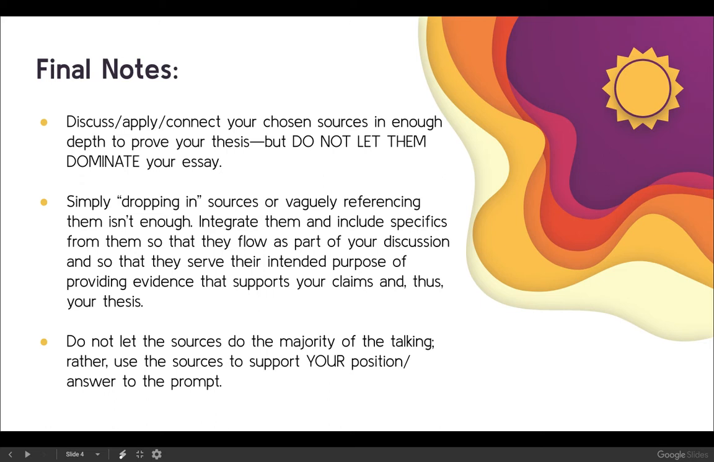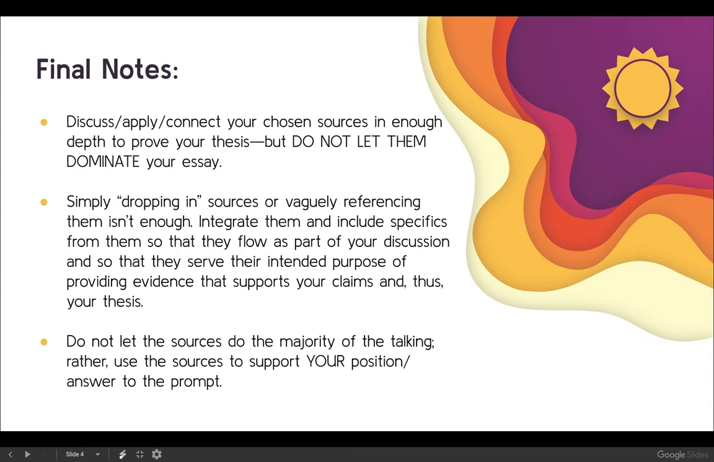You need to synthesize. That doesn't mean you need to summarize, right? You need to use them to support your opinions. Do not let the evidence dominate your essay. And if you highlight them according to the different color coding colors that we've practiced, you'll see visually how much text evidence you're using. It should not be a large portion of your body paragraphs.